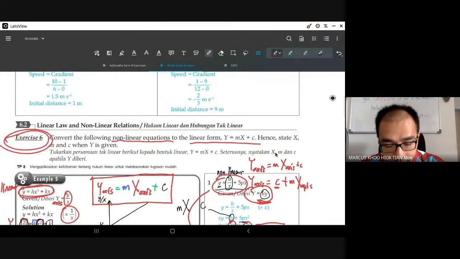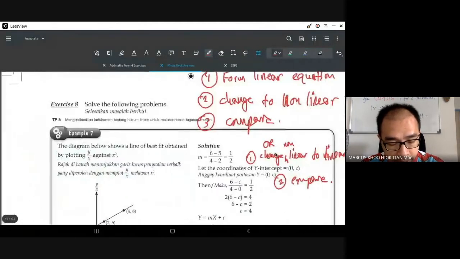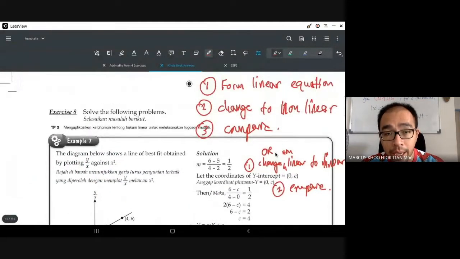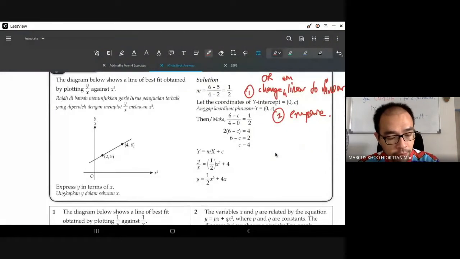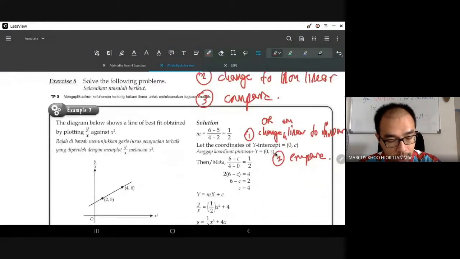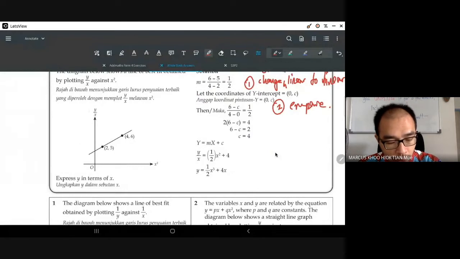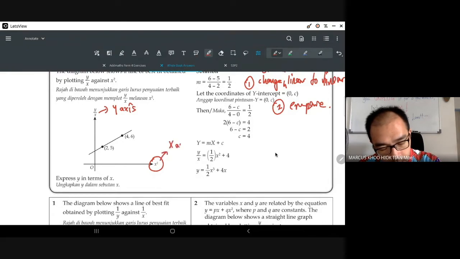So for today, I'm going to do a little bit of discussion first to show you two things we need to do today. Number one, if I give you a graph, how are you going to change the graph from a linear equation to a non-linear equation? So for example, in this case, you have y over x, and you have these two lines over here, and it is against x squared. So this is the y-axis, this is the x-axis.